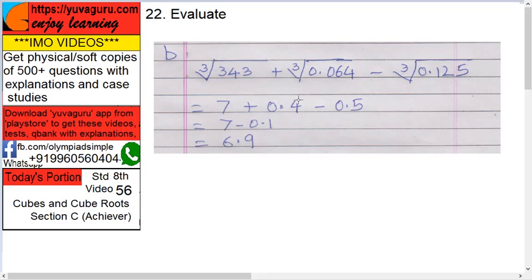So 7 plus 0.4 minus 0.5. First solve this: 0.4 minus 0.5 is 0.1, with the sign of the bigger one. So 7 minus 0.1, that is 6.9. That is the required answer.